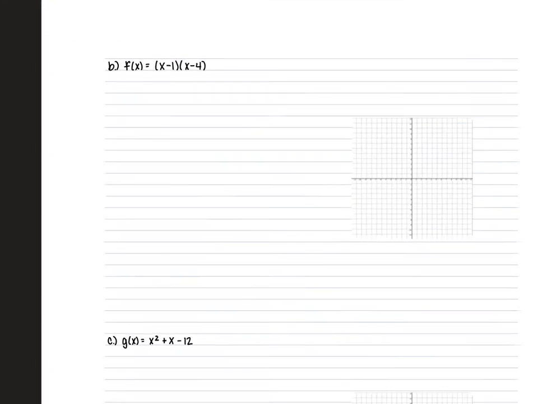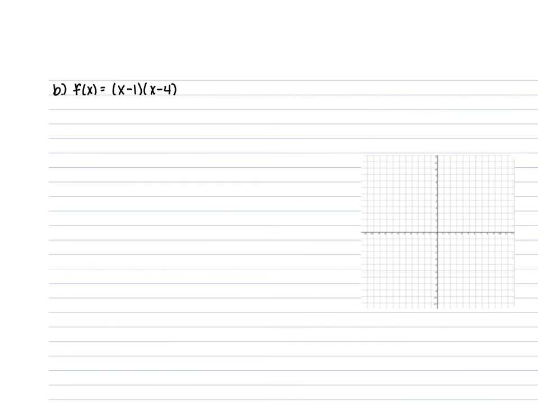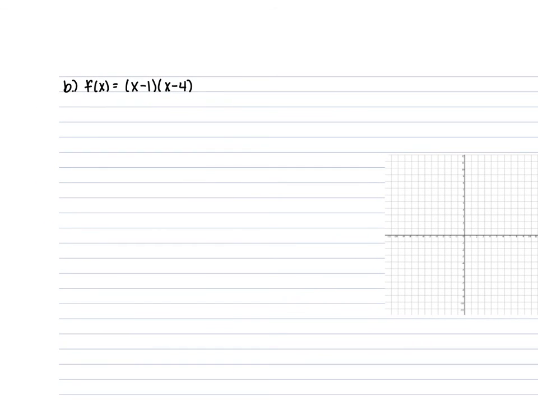For example B, we have f of x is equal to x minus 1 times x minus 4. So again, this is factored for us. So set each part equal to 0 and just solve. So we get that x is equal to positive 1 and x is equal to positive 4.